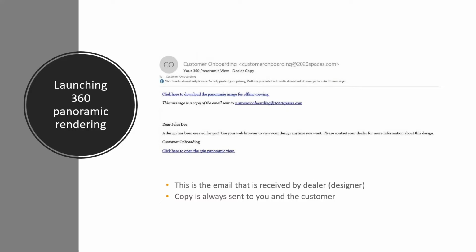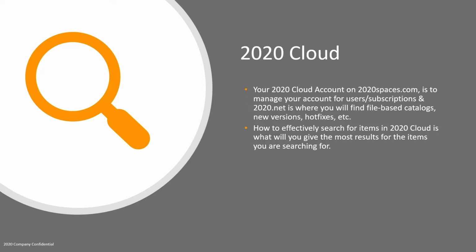Now, one of the other things that we're going to look at is our cloud. This is our virtual-based catalog. In other words, you have your cloud account, which is from 2020 Spaces. If you have a soft key, then obviously that is to manage your account for users and subscriptions. And 2020.net is where you will find the file-based catalogs and new versions and hot fixes and such.